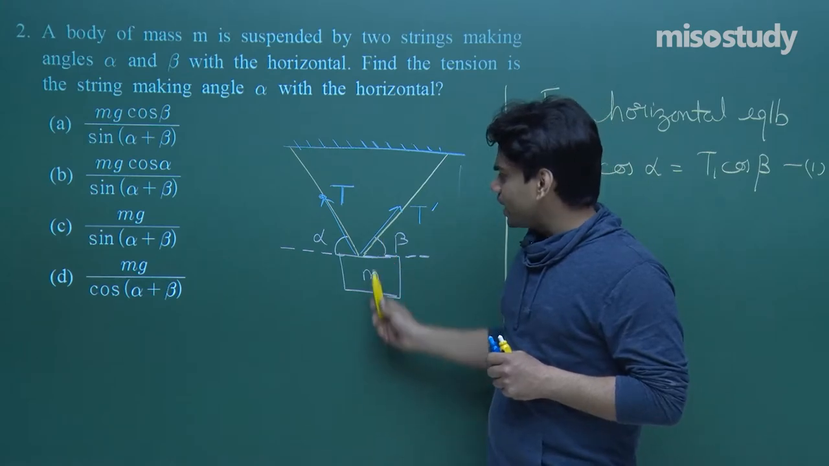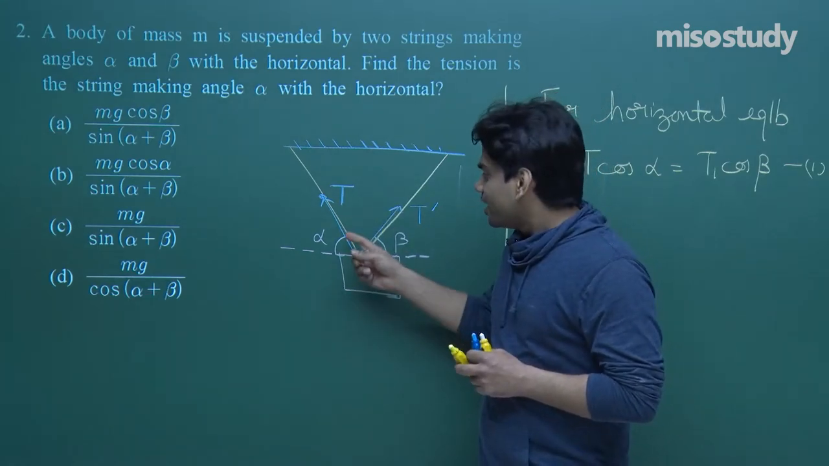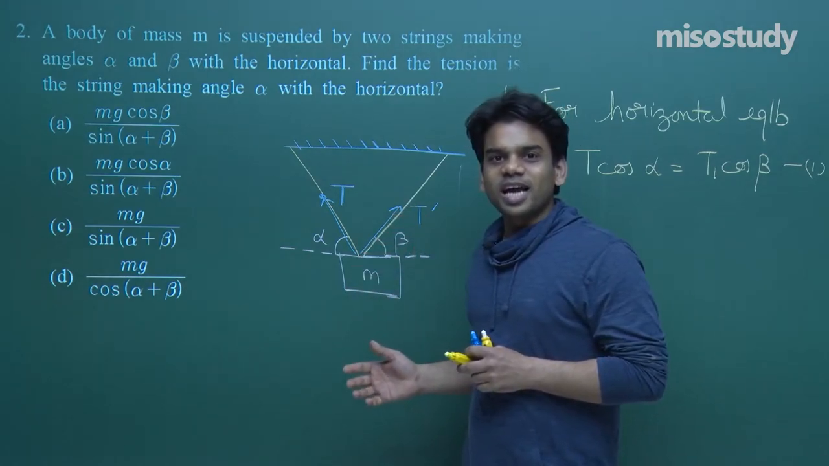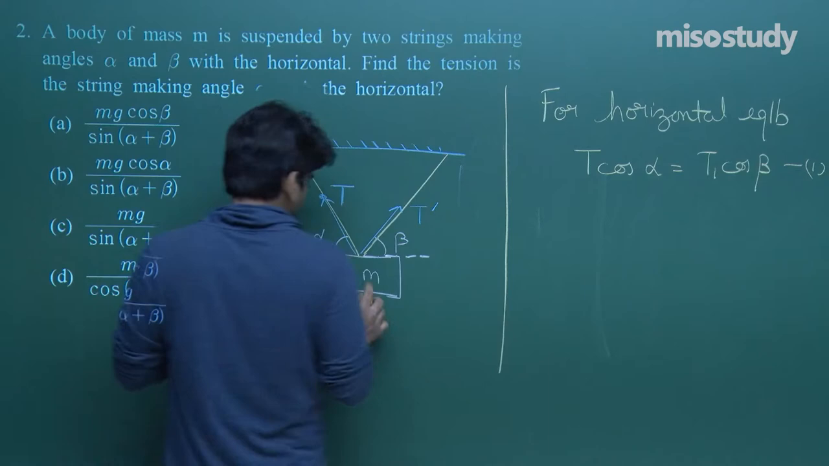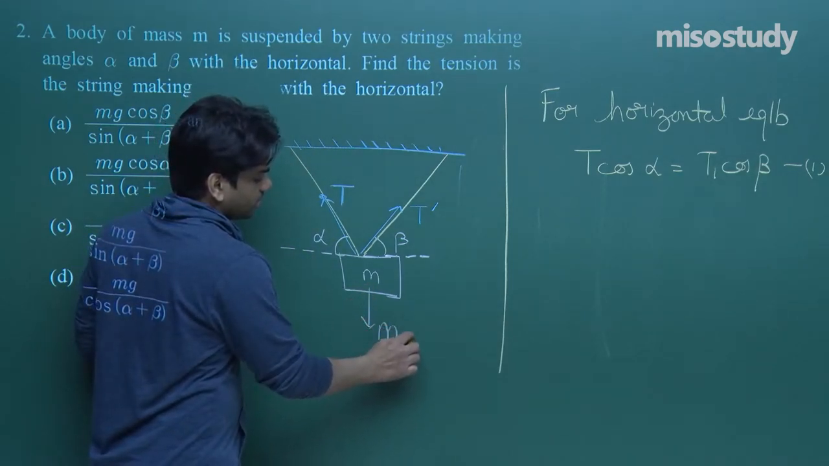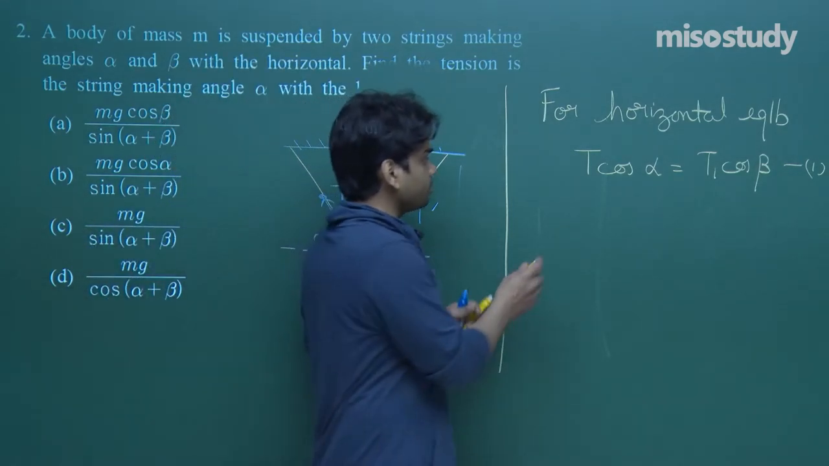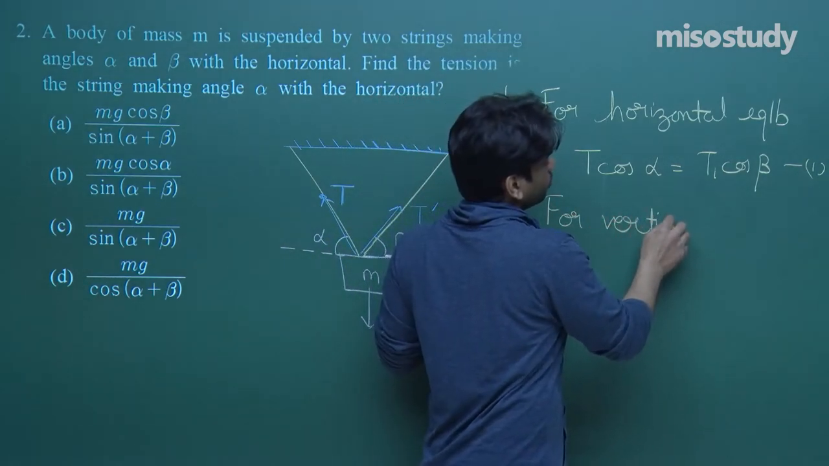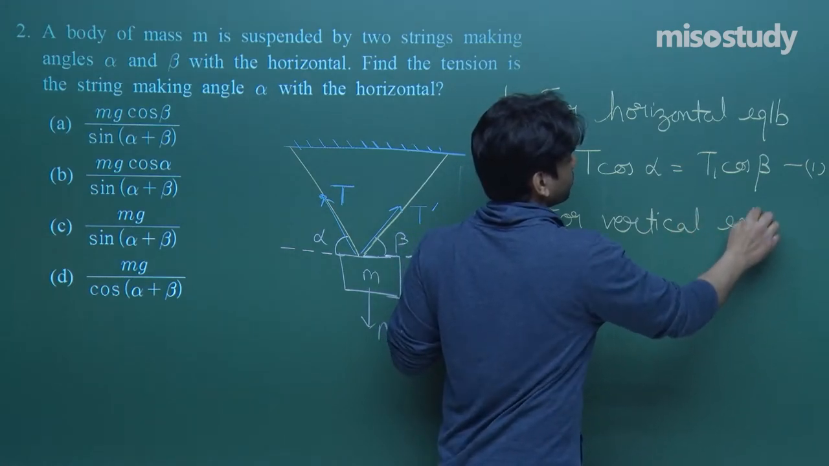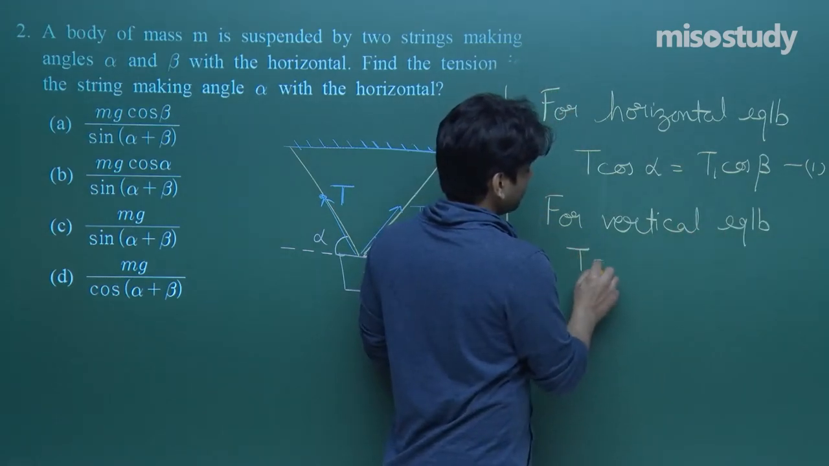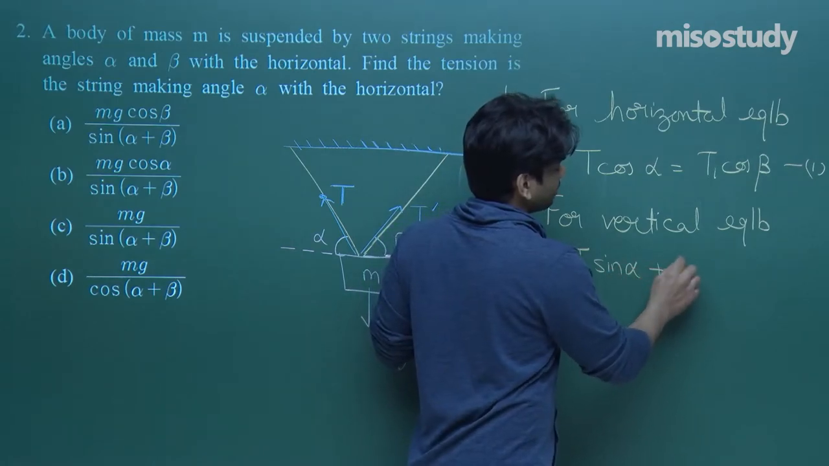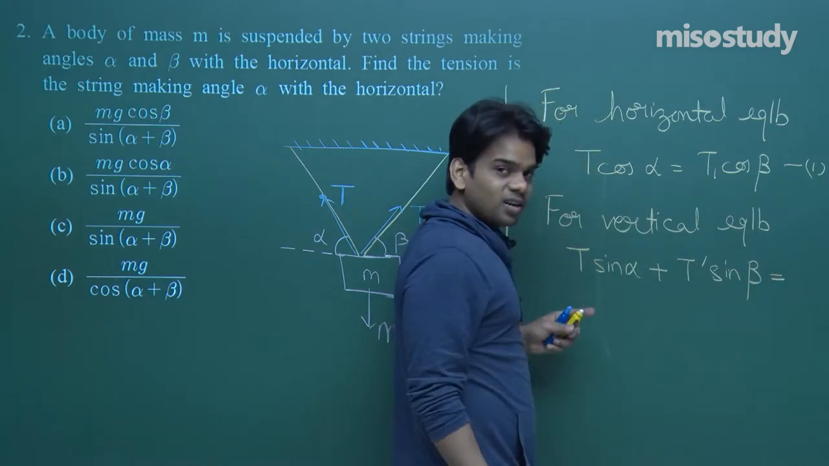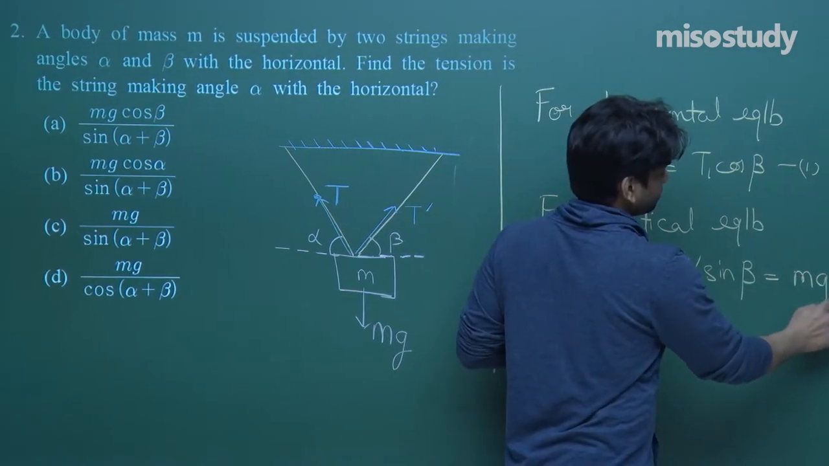Let's go with the vertical equilibrium. You can easily see that T sin alpha plus T dash sin beta should be equal to the weight of the block, that is mg acting downwards. So let me show you here. The weight is acting mg downwards. So for vertical equilibrium, we need to write down the equation. For vertical equilibrium, we'll be having T sin alpha plus T dash sin beta. This will turn out to be equal to mg.